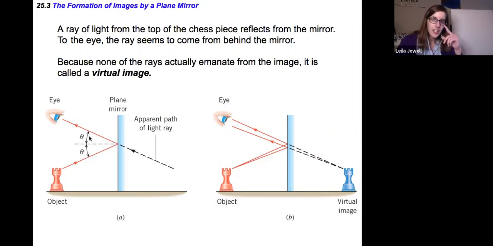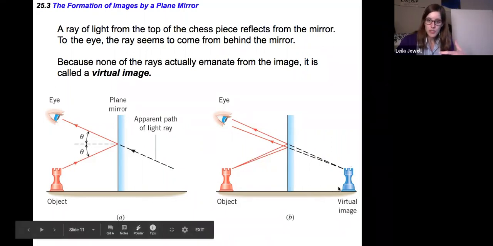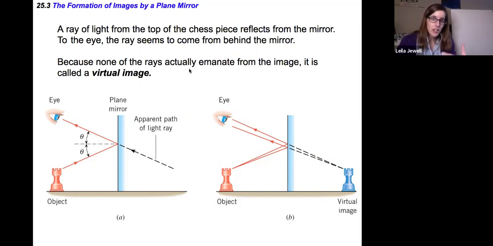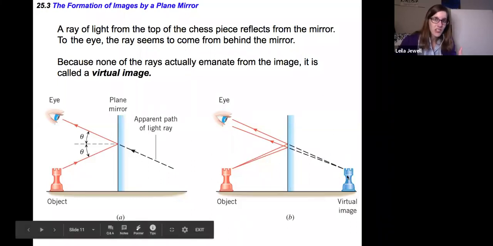But to your eye, it looks like the light ray comes in a straight line from behind the mirror, because our eyes don't by default know physics. So they just assume the light ray must have just been traveling in a straight line forever, right? If it's coming straight at my eye, it must be coming from somewhere behind the mirror. And so the eye follows the light ray back and creates this virtual image of the chess piece that's behind the mirror. And the reason we call it virtual is because none of the rays actually emanate from the image, right?